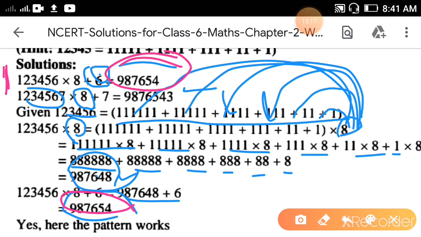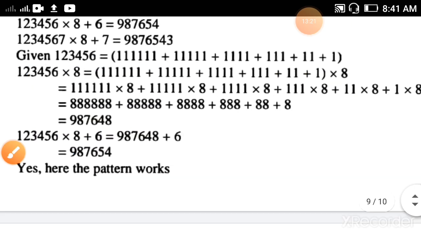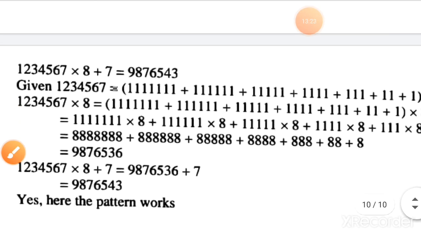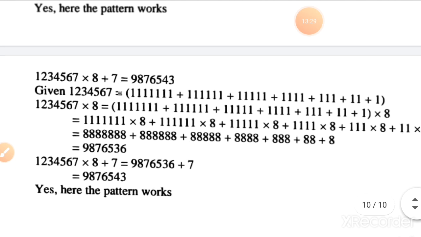That we have written. Now this is the second step. That also we have to verify. That is given here, that is in homework. Try yourself, it is easy. The answer is already given.